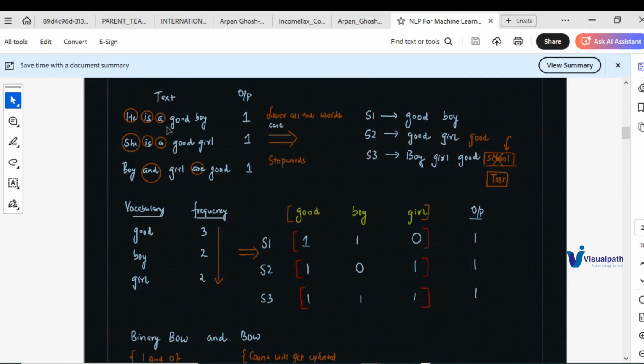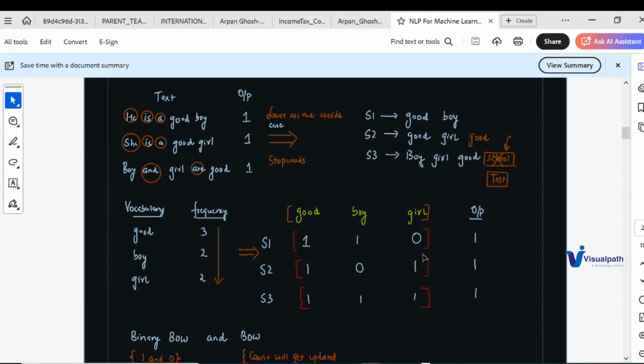The first sentence, if I remove the stop words, has two words: good, boy. And the unique number of words are how many? Three: good, boy and girl. So the first sentence is represented by good, boy, because girl is not there, that's why 0: 1 1 0. So it is definitely an improvement compared to one hot encoding, where the sparsity is getting reduced.